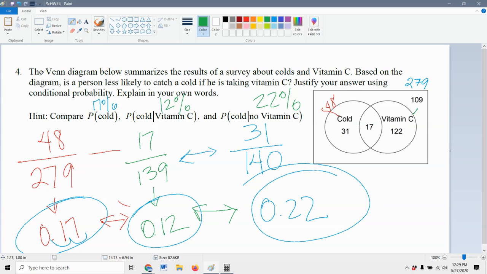So, based on the diagram, is a person less likely to catch a cold if he is taking vitamin C? Well, those taking vitamin C had a 12% likelihood of getting a cold. No vitamin C was 22%. Yay, vitamin C wins. Okay? And this whole set of numbers comparing the probabilities is what is going to justify our answer.